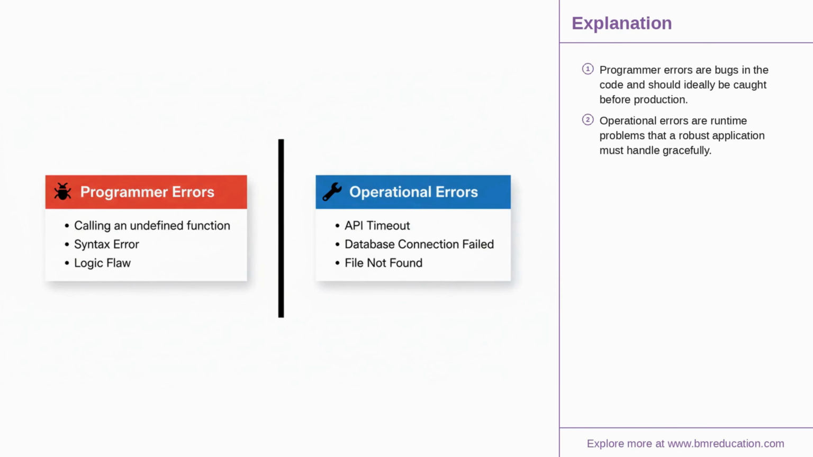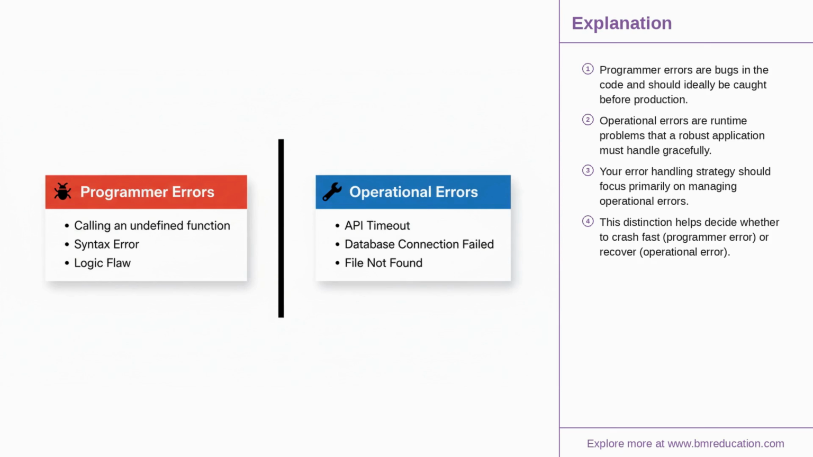To handle errors effectively, we must first categorize them. Broadly, they fall into two types: programmer errors and operational errors. Programmer errors are bugs, logic flaws, typos, calling an undefined function. These should be fixed in development, not handled in production. Operational errors are runtime issues from external systems. An API is down, a file is missing. These are the errors we must anticipate and manage gracefully.